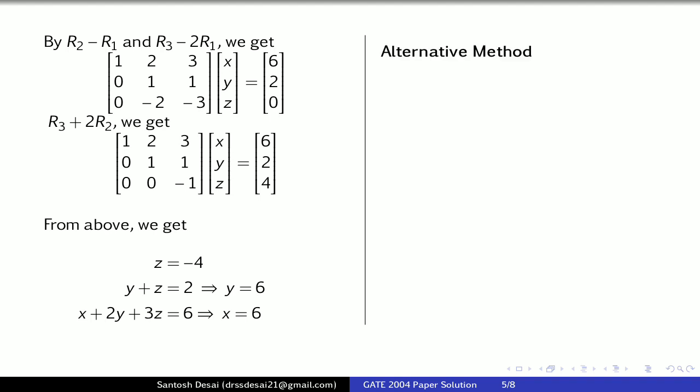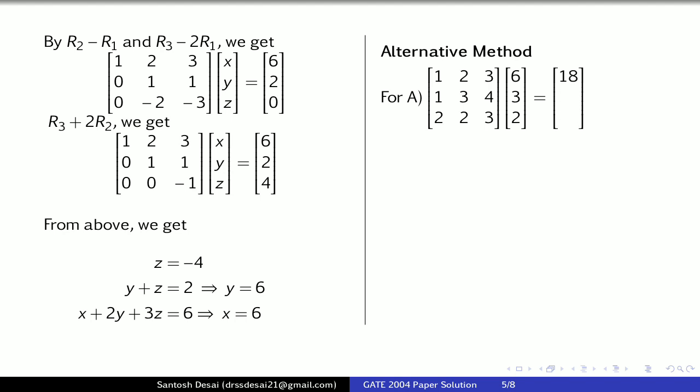Now let us consider the alternative method. The alternative method is nothing but we use the options one by one and consider the multiplication of the given matrix and xyz, and we check whether this is equal to the RHS or not. So for option A, let us consider the matrix and option A, that is 6, 3, 2, and we check the multiplication of these two. The first element is 1 into 6, that is 6, plus 2 into 3, that is 6, so 12, plus 3 into 2, that is 6. So this is equal to 18. But if you check the RHS, the first element is not 18. So this is not the answer.